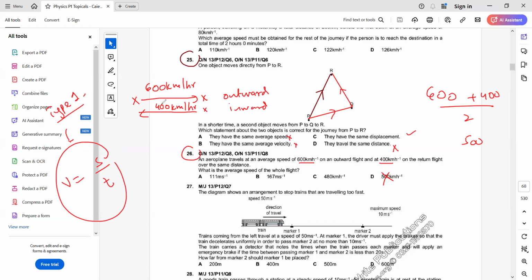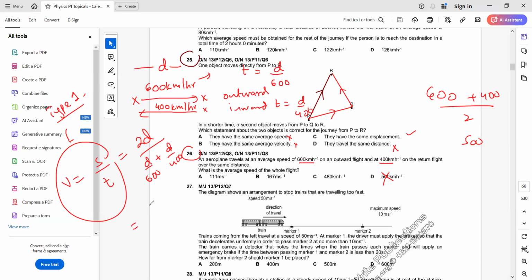Distance is not given. So let's assume the distance between those cities is D. So for the outward flight, it travels D, and for the inward flight, it again travels D. So the total distance it traveled is 2D. Now, let's figure out the time it took to go outwards. Time would be distance upon speed. So that's D upon 600. That's the time only to fly outwards. Then to come back, it should be again time. That's D upon 400, right?